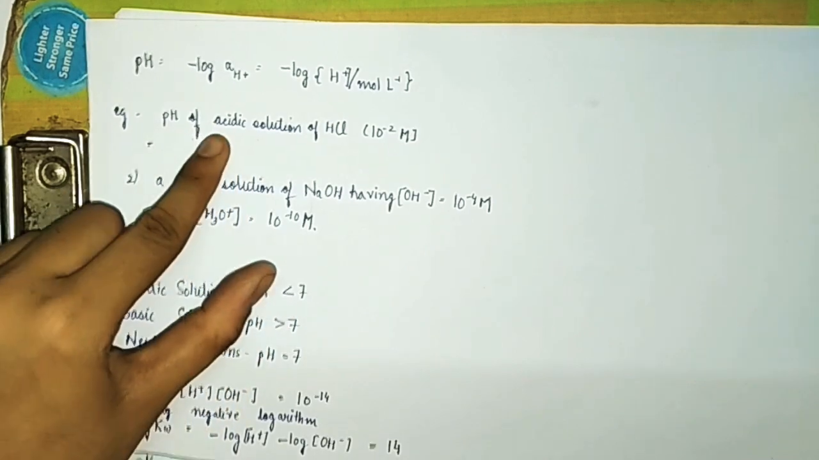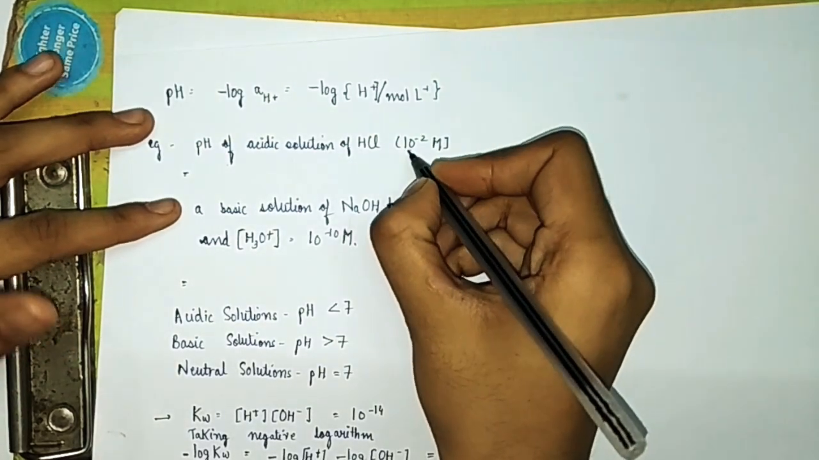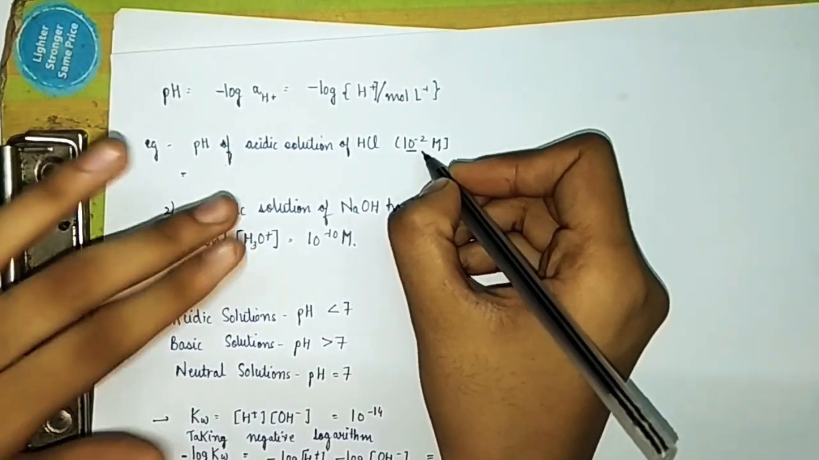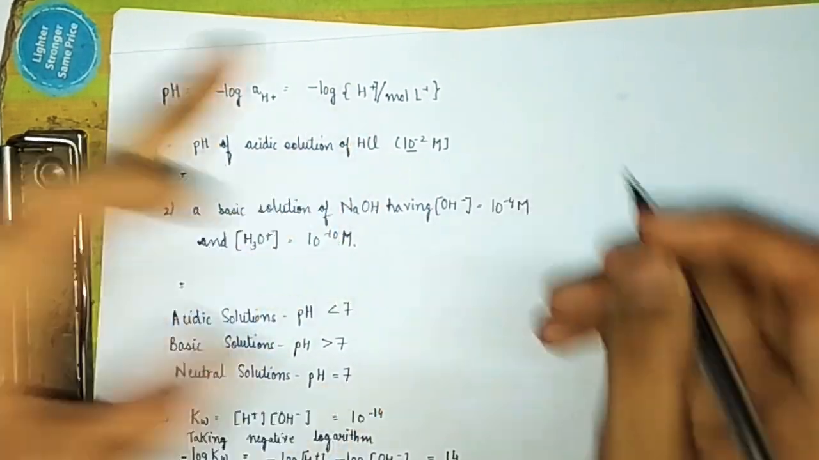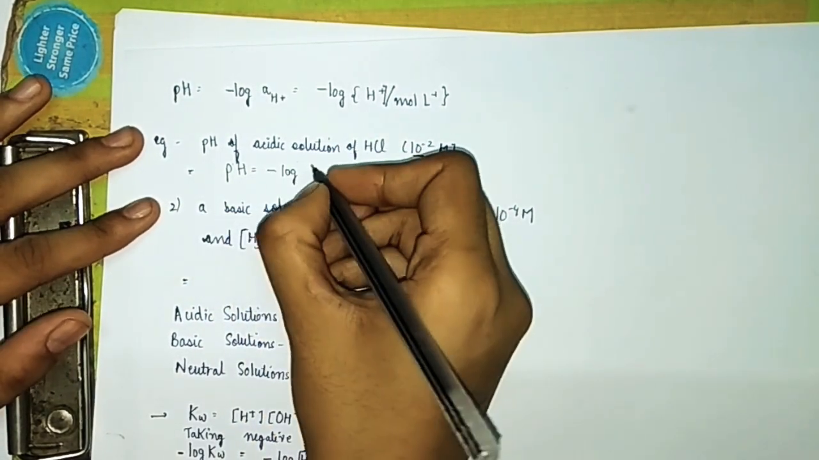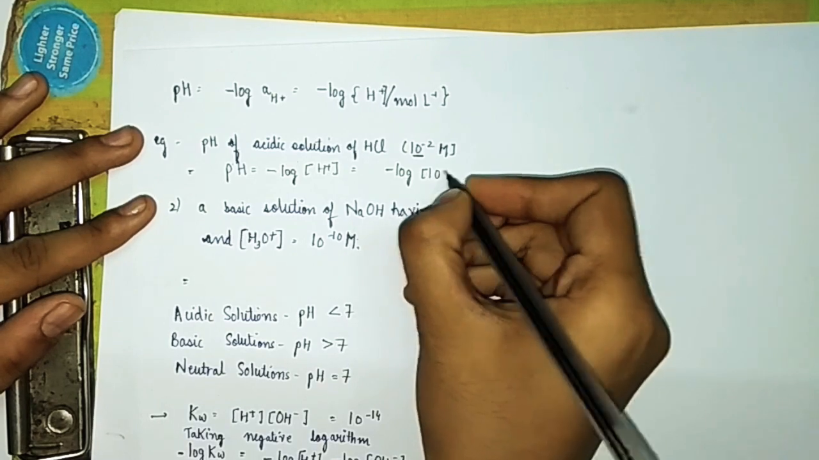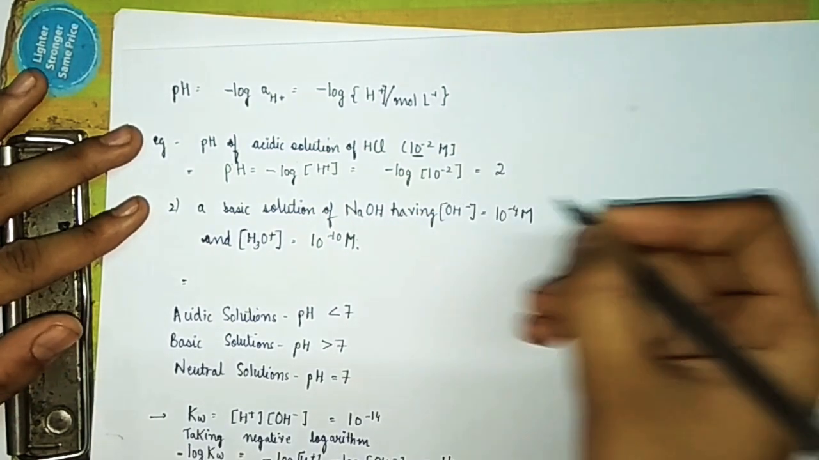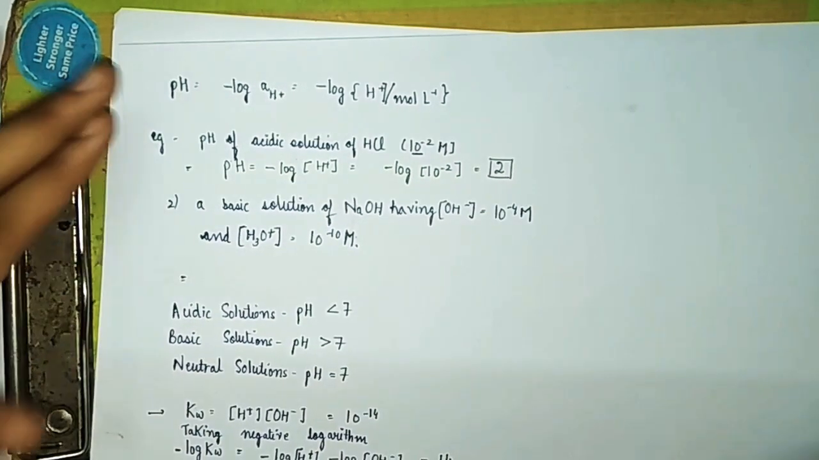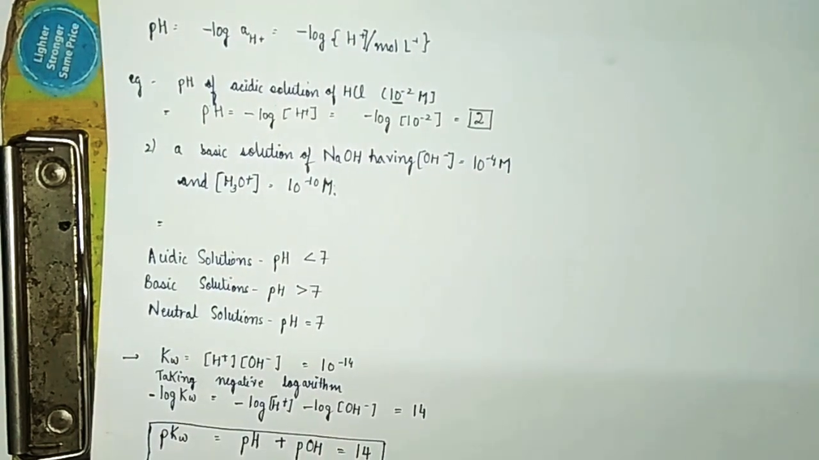So if you have to find the pH of an acidic solution of HCl whose concentration of H plus ions is 10 raised to the minus 2 molar, we'll use the formula pH equals minus log of H plus, equals minus log of 10 raised to the minus 2, equals 2. So pH comes out to be 2. Also, you must be knowing that the pH of acidic solutions is lower than 7. For a basic solution, the pH should be greater than 7. For a neutral solution, the pH should be equal to 7.